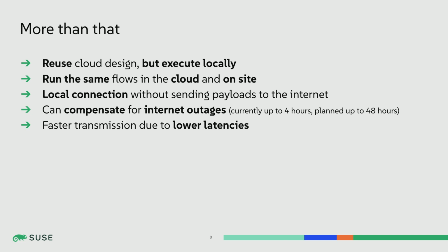You have the local connection without sending any payloads to the internet. For security reasons, some customers don't want their payloads and business messages in the cloud, and with the Edge integration cell, it's possible to keep them locally. Then you can compensate for internet outages if you have some at your location where your warehouse is. Currently up to 4 hours, but SAP already plans up to 48 hours.